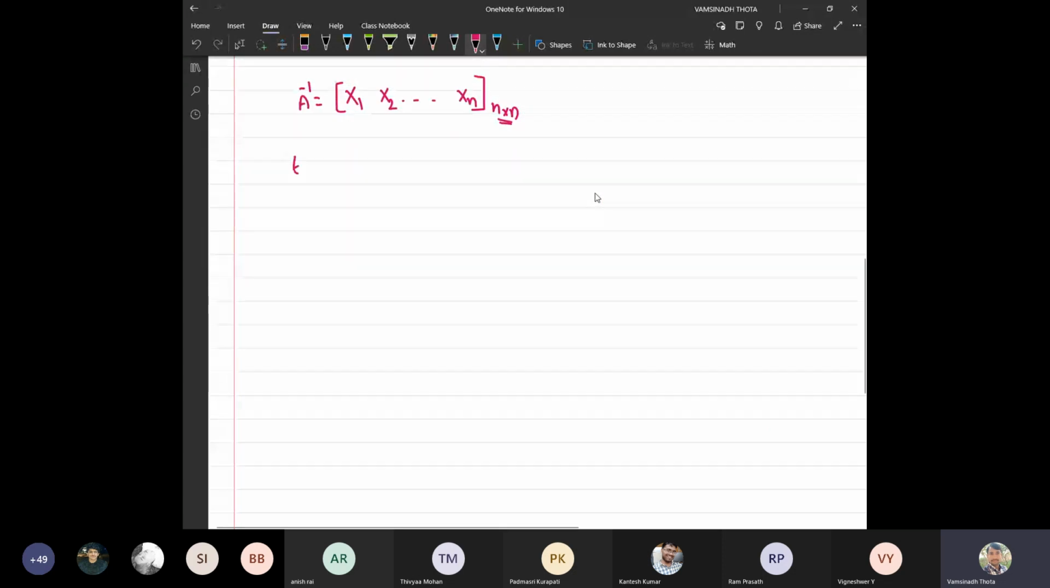For example, let me take A is equal to a matrix. So what is the matrix? Let me consider the matrix A is equal to 2, minus 1, 3, 1, minus 2, 1, 2, minus 4, 1. Now I am interested in finding the A inverse using the LU decomposition technique.